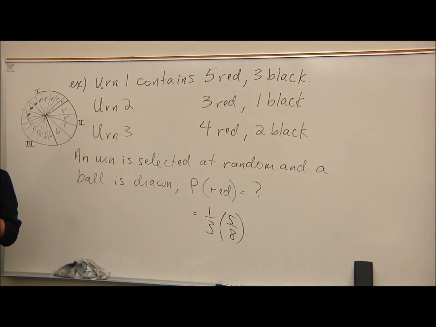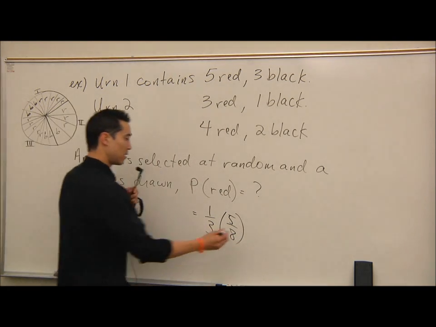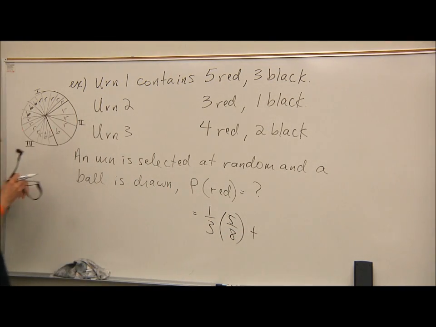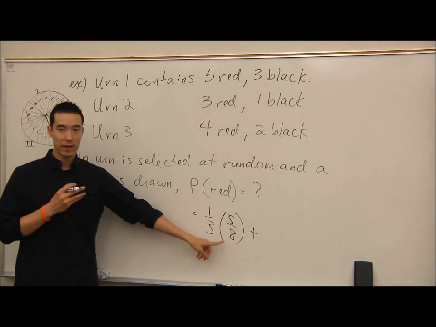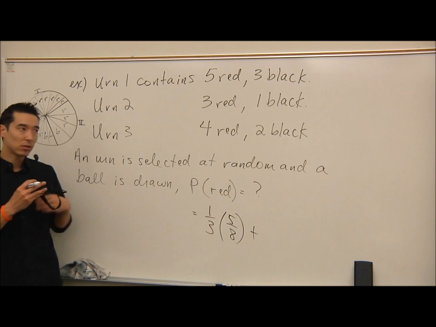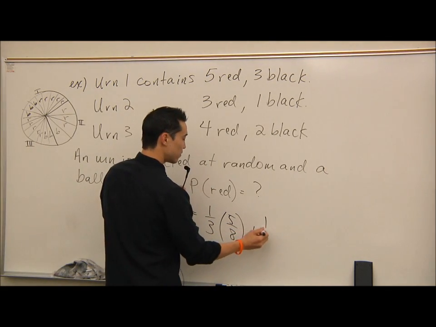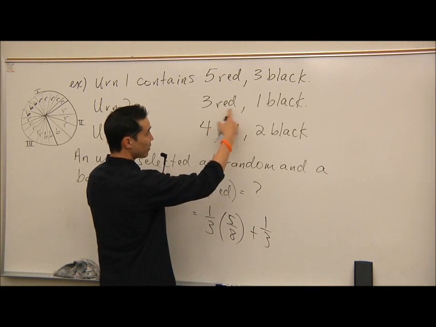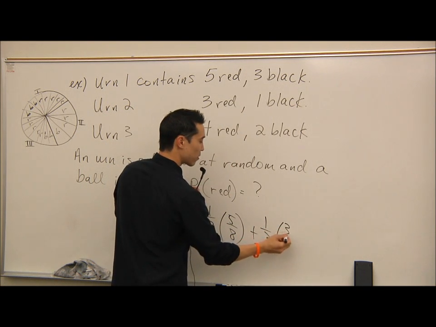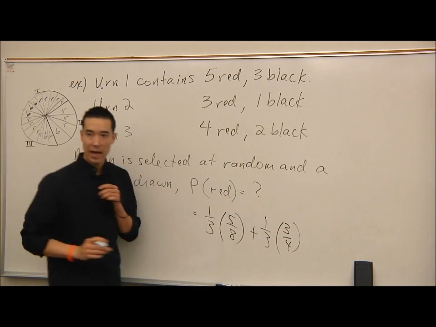Okay? Then you do plus. If you guys could visualize all of the red areas, I'm adding all of the red areas. Okay? So 1/3 of it, 5/8 is red. Go to urn 2. I have a 1 in 3 chance of being in urn 2, and 3 are red, 1 is black, so 3/4 of that is red.